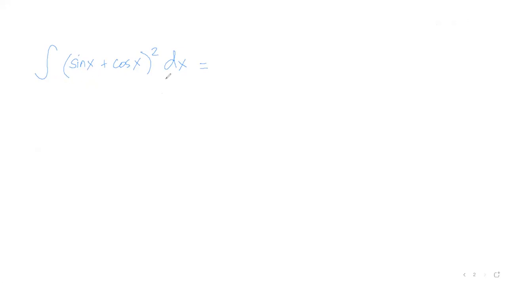You have to expand this class. You need to expand that. So you have the integral of the sine squared of x, plus twice the product of these two, plus cosine squared of x dx. Okay, I have that. Do you have any question with the expansion? Do you follow?